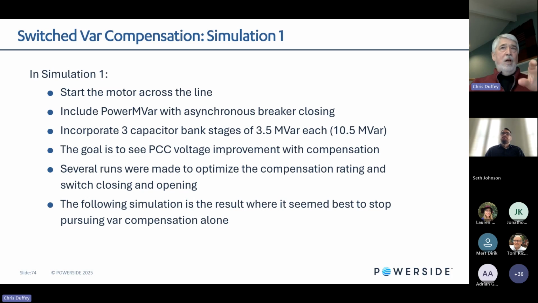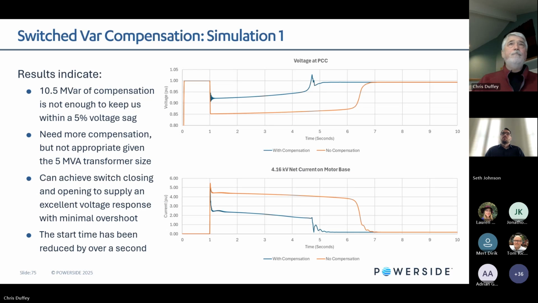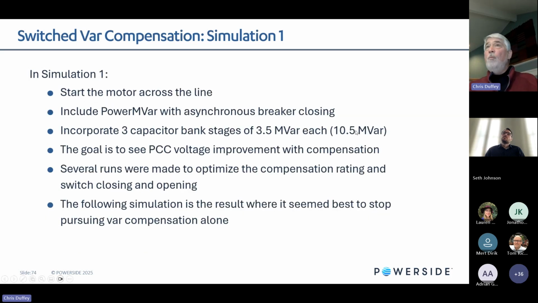Several runs were made to optimize this compensation, and here's what the simulation result looks like. So the across the line start is here in orange, and the blue is with the VAR compensation. And we can see that we're helping at the PCC. The voltage drop is to 85%. However, we're not getting it really above 95 here. We're staying pretty low here during the motor start. It's down around 93. This is a 7% voltage drop. And basically, this is not an acceptable condition. And by the way, we're applying 10 total megavars.